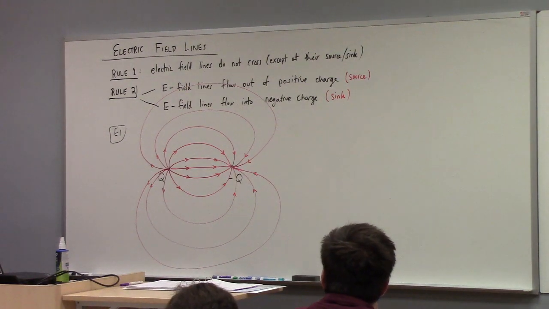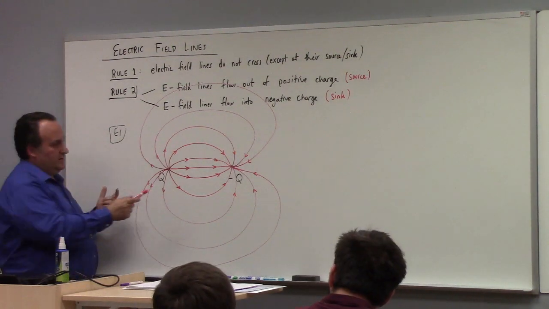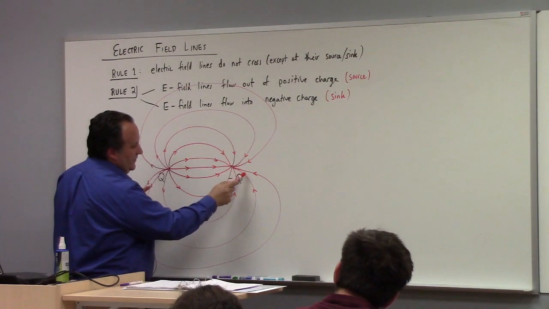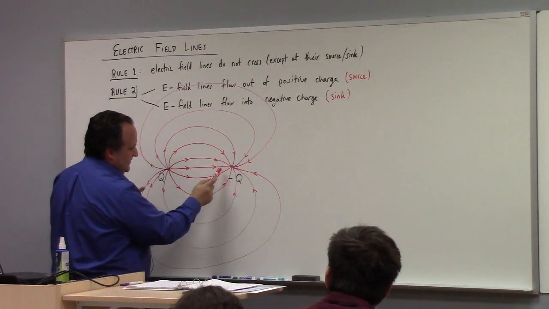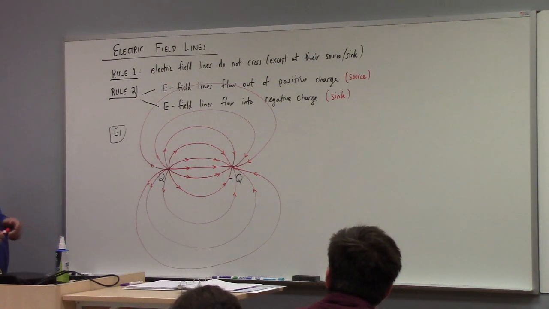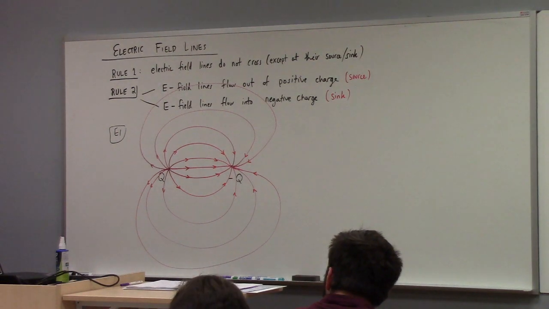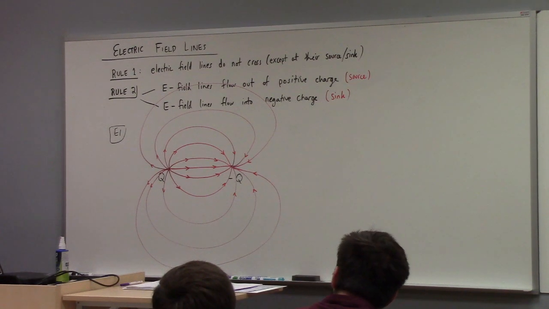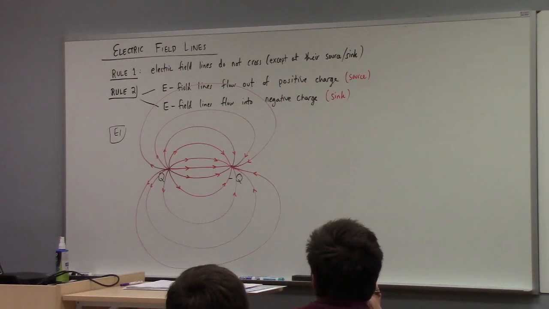So how many field lines? In the current diagram, I drew 1, 2, 3, 4, 5, 6, 7, 8, 9, 10, 11, maybe 11 or 12. I've lost track. 11. I drew 11 field lines coming out of these charges. That's a diagram that would illustrate this. In principle, if this sets the convention, if I doubled the charges, I would double the number of field lines. If I tripled the charges, I would triple the number of field lines. So the more charge, the more field lines.